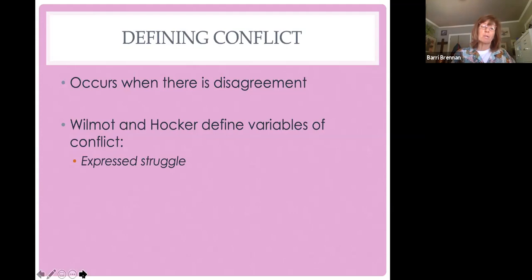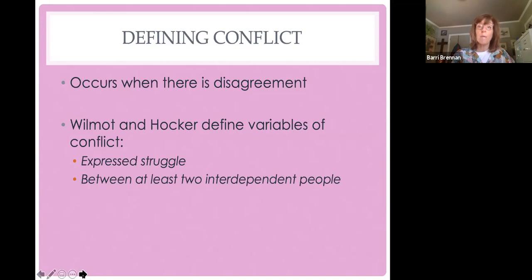So it has to be an expressed struggle. It has to be between at least two interdependent people. Remember that word interdependent means we rely upon each other. We need each other. We're important to each other. We're interdependent. Doesn't mean we're dependent. Okay, don't think that we're dependent. It just means that together we make something whole.